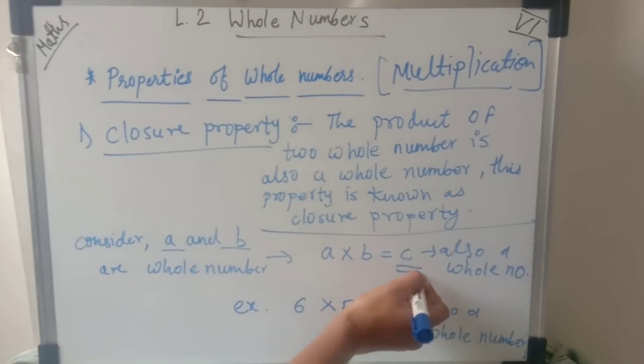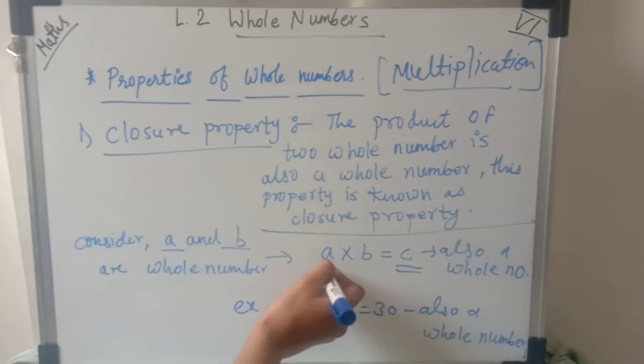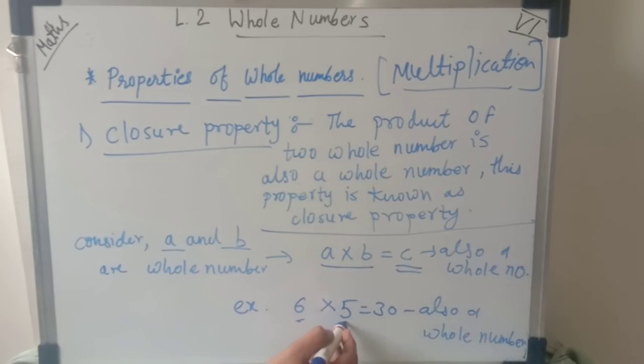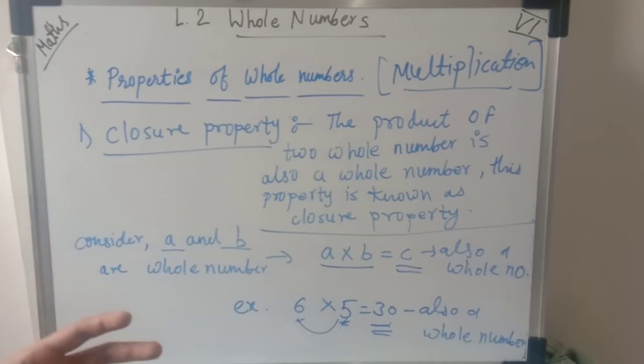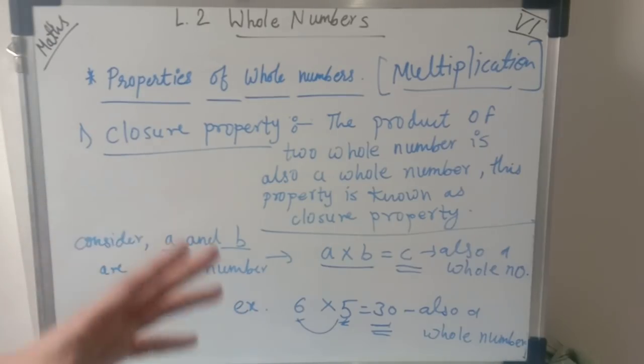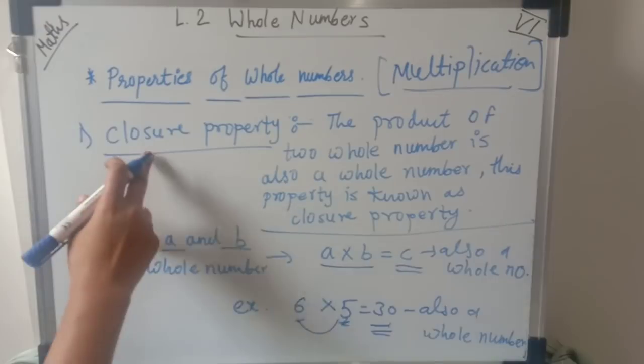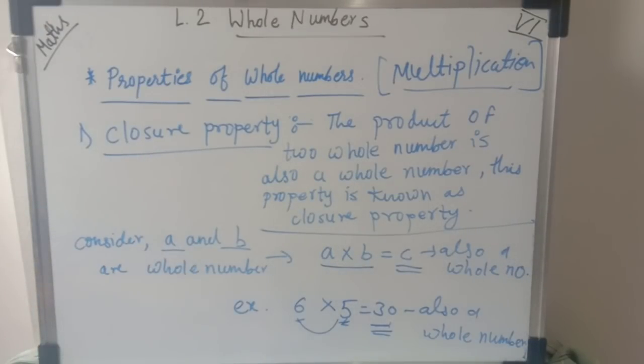A multiplied by B is equal to C, and this C, the product of these two whole numbers, is also a whole number. Let's take an example here. In place of A, 6 is there, and in place of B, 5 is there. These two are whole numbers. The product of these two whole numbers, 6 multiplied by 5, is 30, and this 30 is also a whole number. So here they are saying, if we multiply any two whole numbers, whatever product comes, that product is also a whole number, and that property is known as closure property.